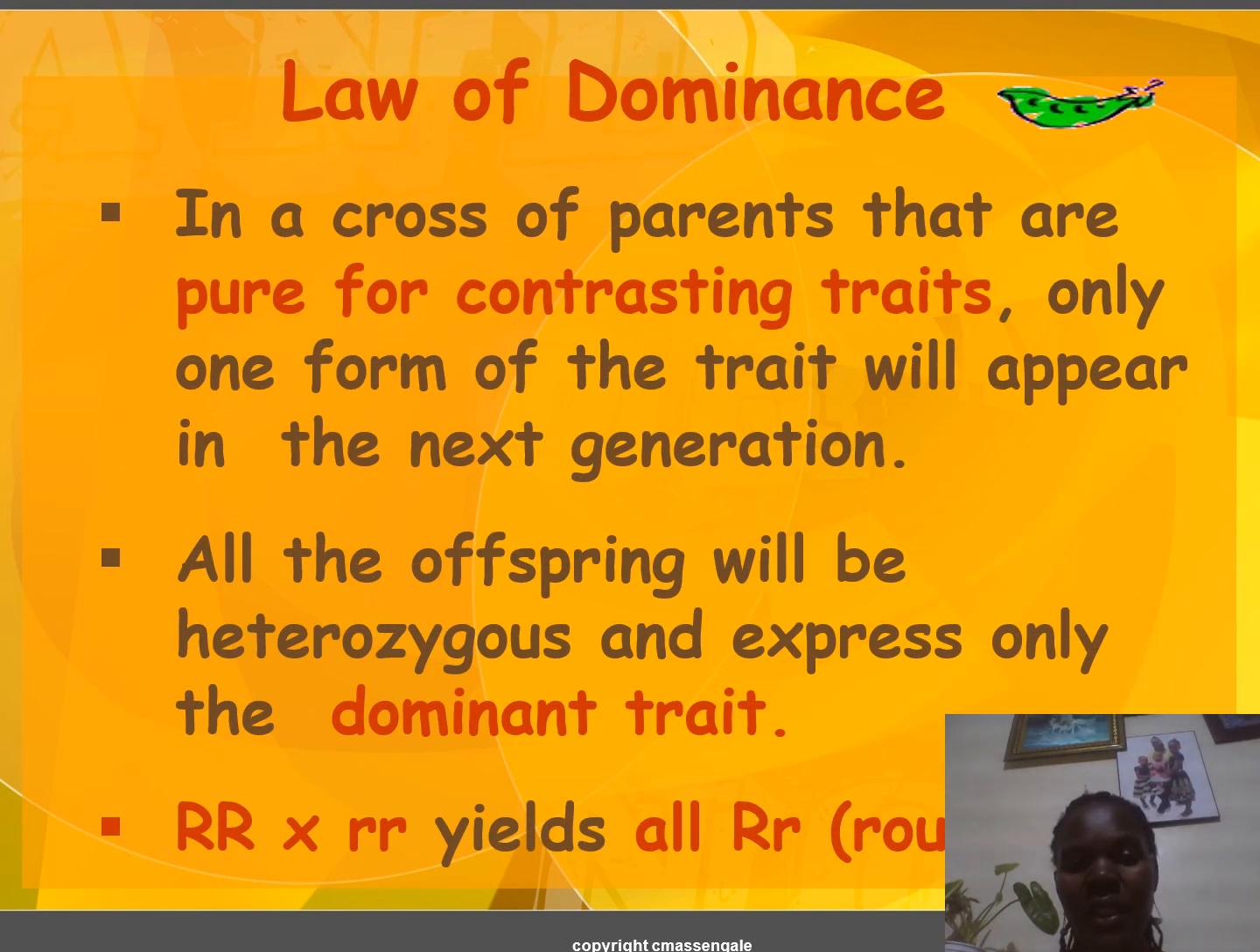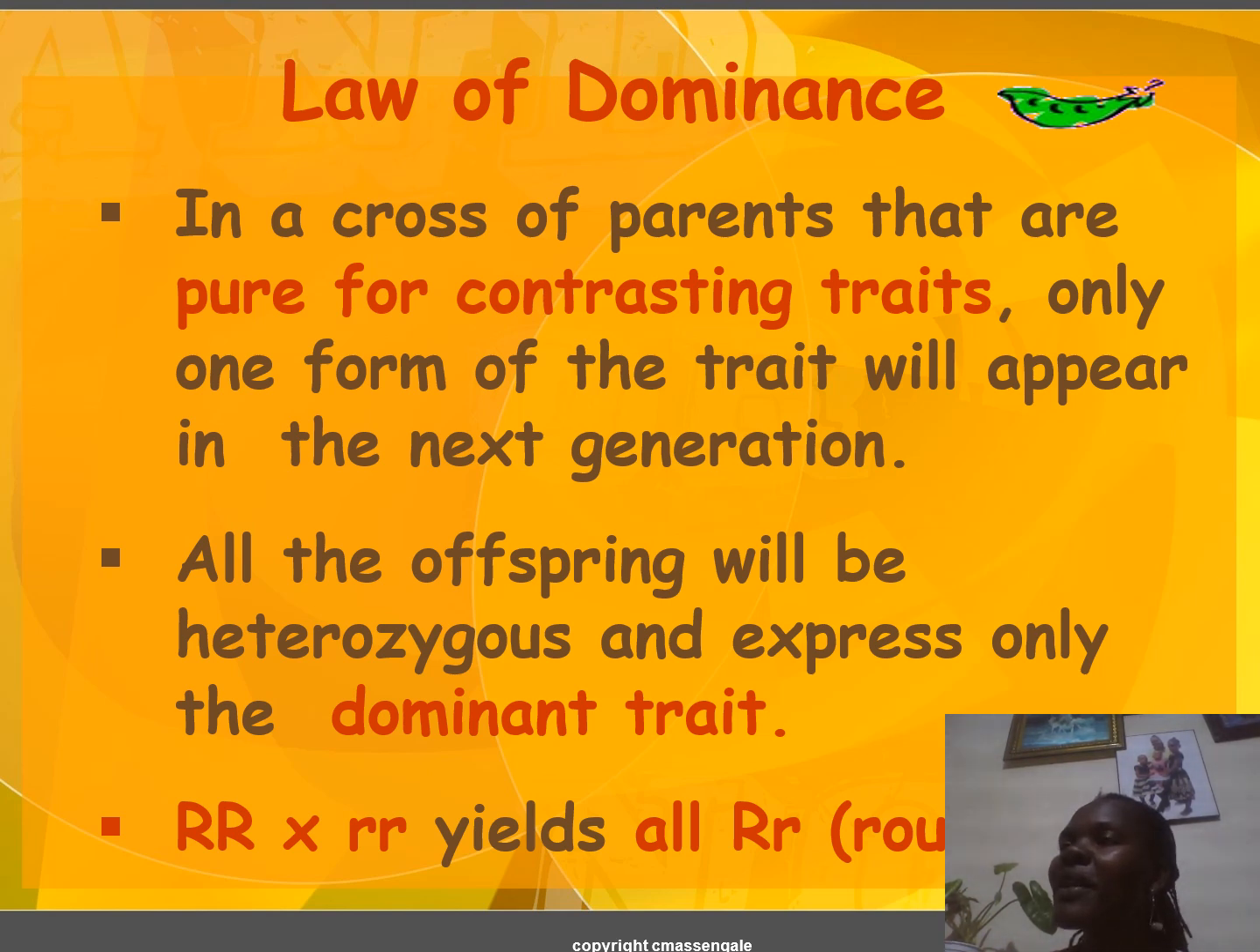So it states that in a cross of parents that are pure for contrasting traits, the pure homozygous dominant and homozygous recessive, only one form of the trait will appear in the next generation. Only one trait will appear.